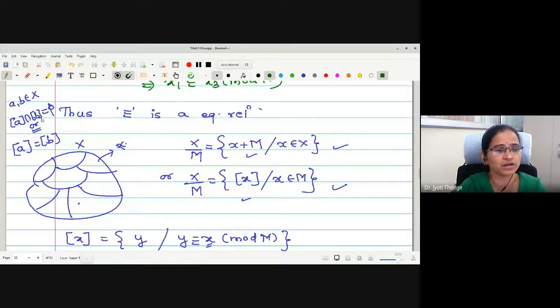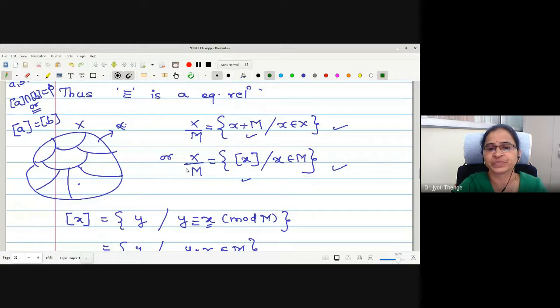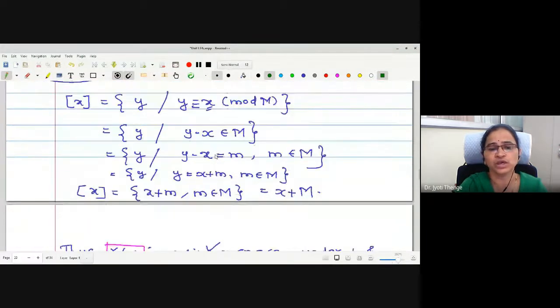Why is it being partitioned? Due to this property of the equivalence classes. If A, B are two elements of X, then the equivalence classes are either disjoint or exactly the same. Then we have seen that the set X by M, the quotient space we have defined, is actually the collection of all cosets of the type X plus M for all X in X. This we can write as an equivalence class also. Here I have shown you how that equivalence class becomes the coset.